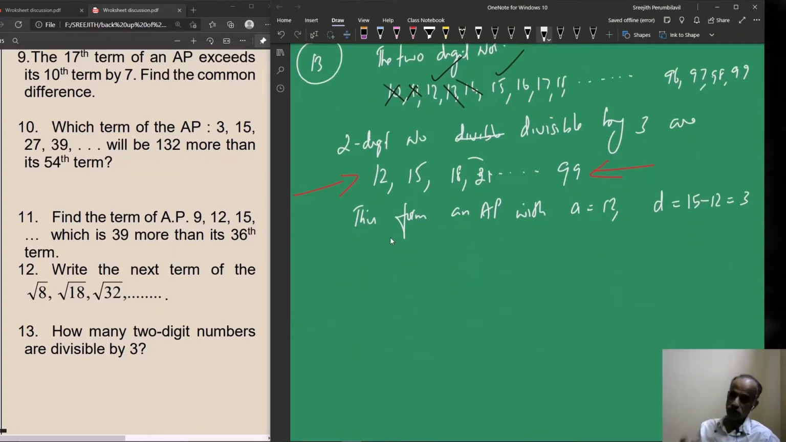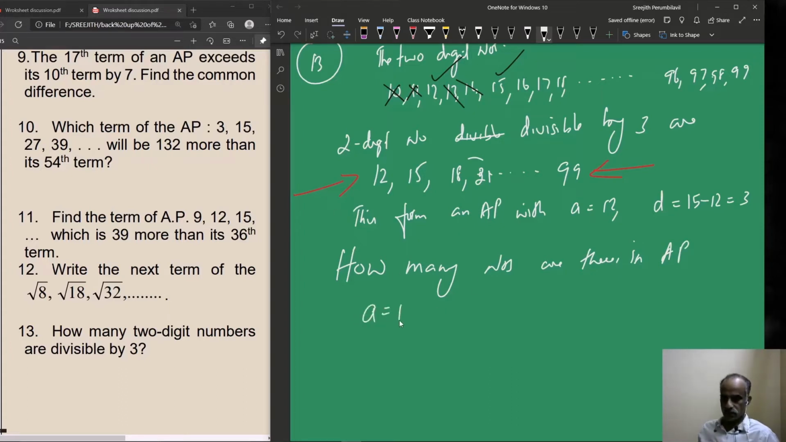Instead of finding the total number of 2-digit numbers divisible by 3, we found out all the 2-digit numbers which are divisible by 3. Now we need to know how many there are. Also we know that it's an AP. Now how many terms are there in this AP, that is what we have to find. So what is that? A is equal to 12 and D is equal to 3.